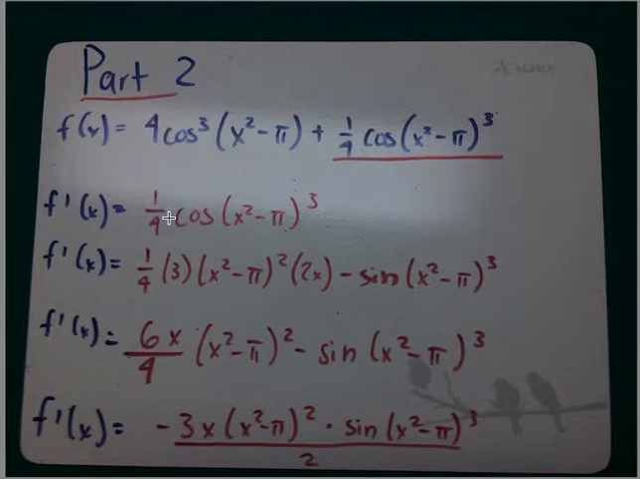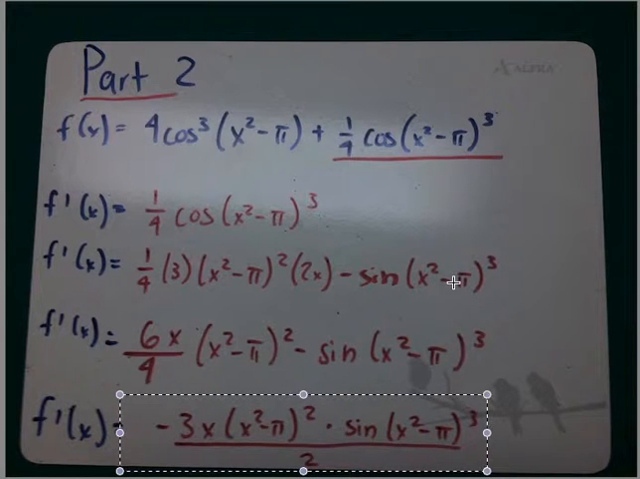minus sine, the derivative of cosine is negative sine, times x squared minus pi cubed. So we get this answer here. The only thing that we change from here to here is that we simplified and took out the negative. So it's negative 3x times (x squared minus pi) squared times sine of (x squared minus pi) cubed, divided by 2. This is our final answer for the second part.